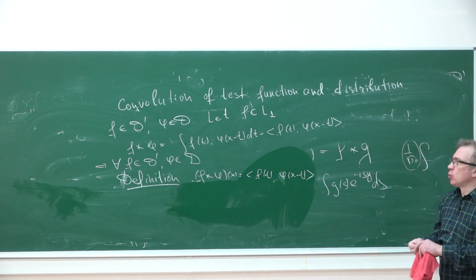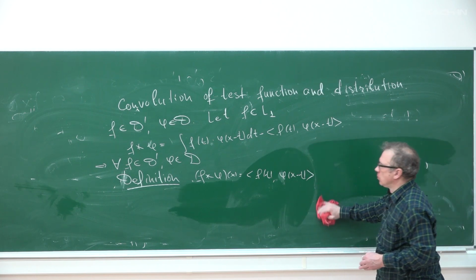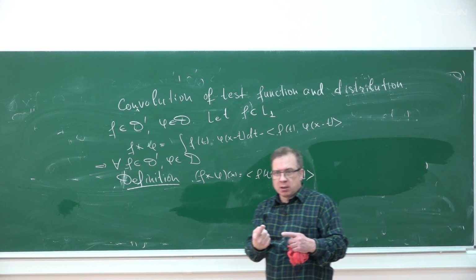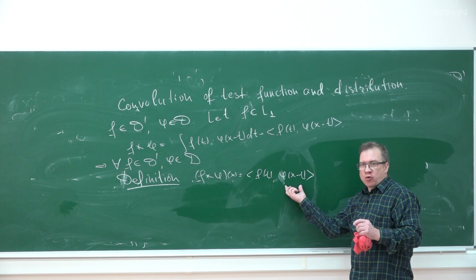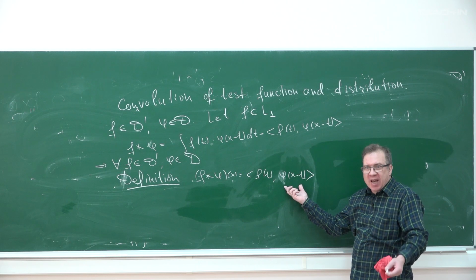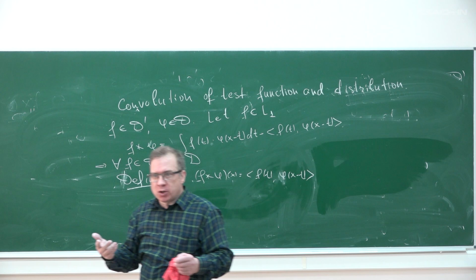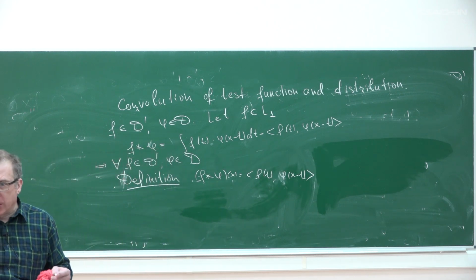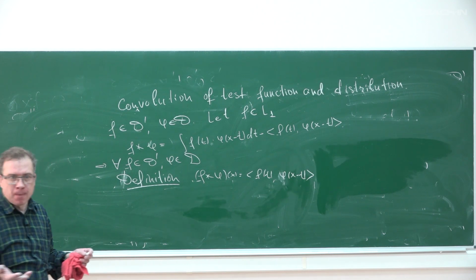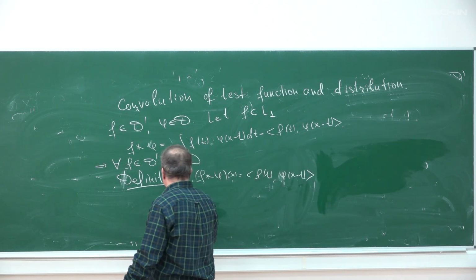What is the result of the convolution of a test function and a distribution? The action of a functional is a constant, yes? But we have a change of variables which depends on x. So we obtain a constant that depends on x. It is a function. So the convolution of a test function and a distribution is an ordinary function. Moreover, it is a smooth function. What is the convolution with the delta function?